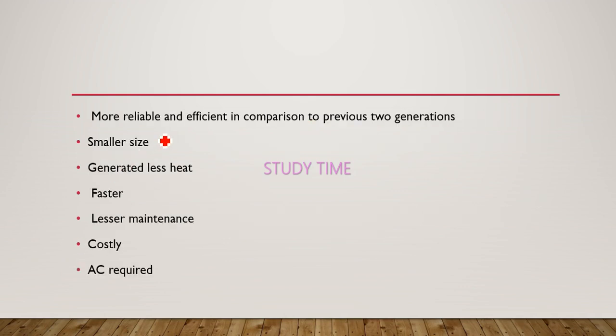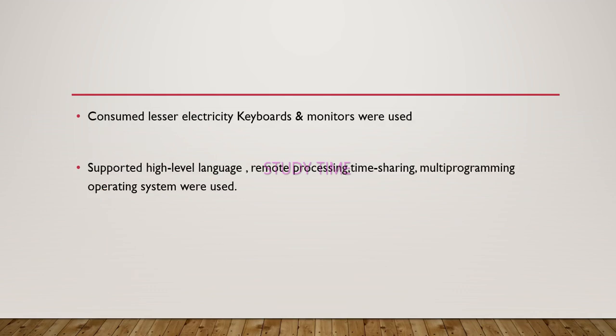More reliable and efficient in comparison to previous 2 generations. Smaller size. Generated less heat. Faster. Lesser maintenance. Costly. AC required. Consumed lesser electricity. Keyboards and monitors were used. Supported high-level language, remote processing, time sharing, multi-programming operating system were used.